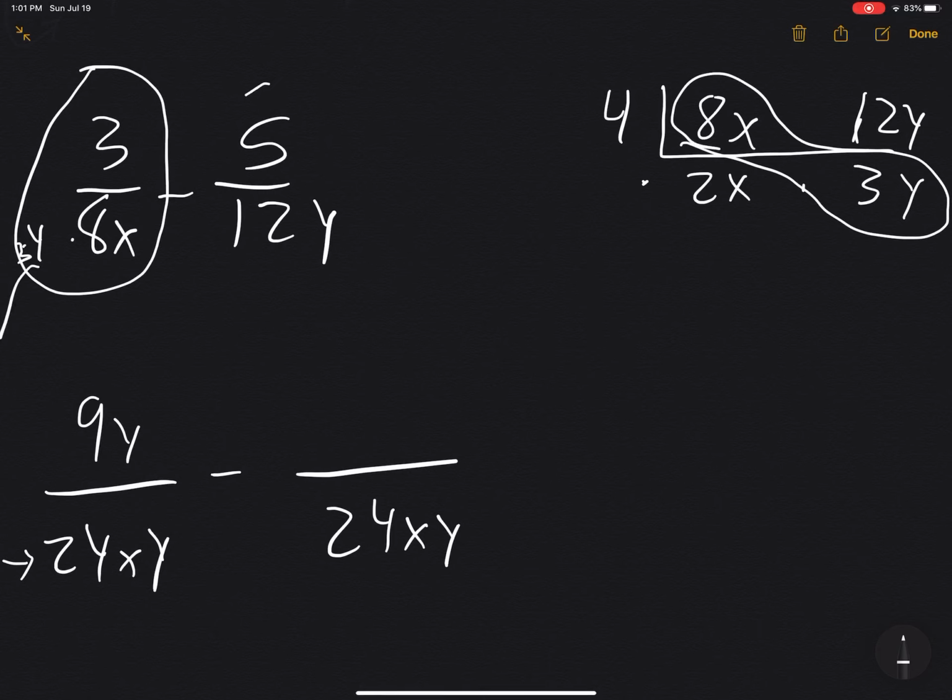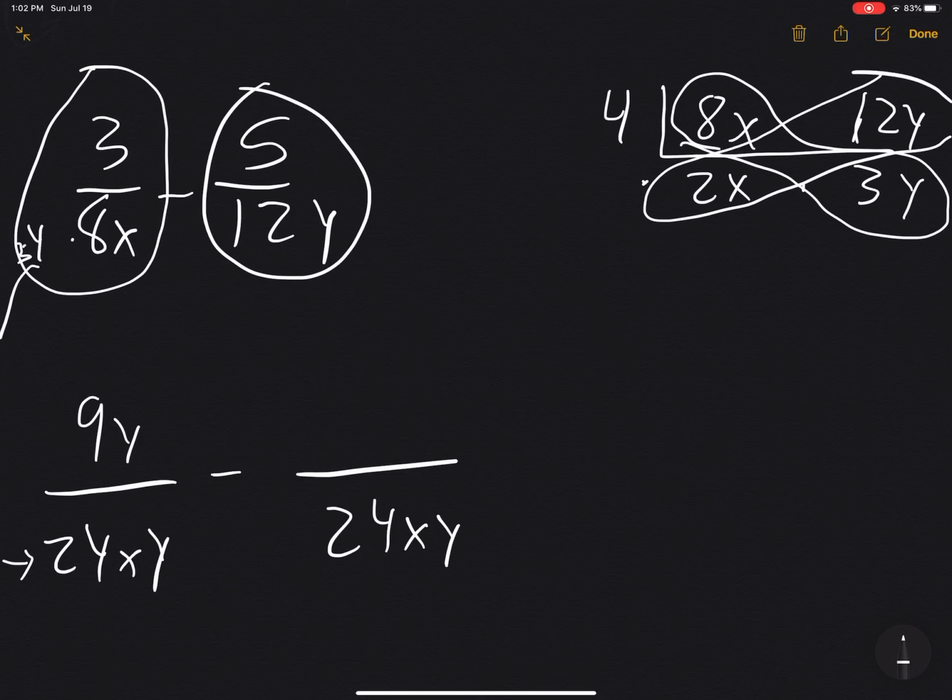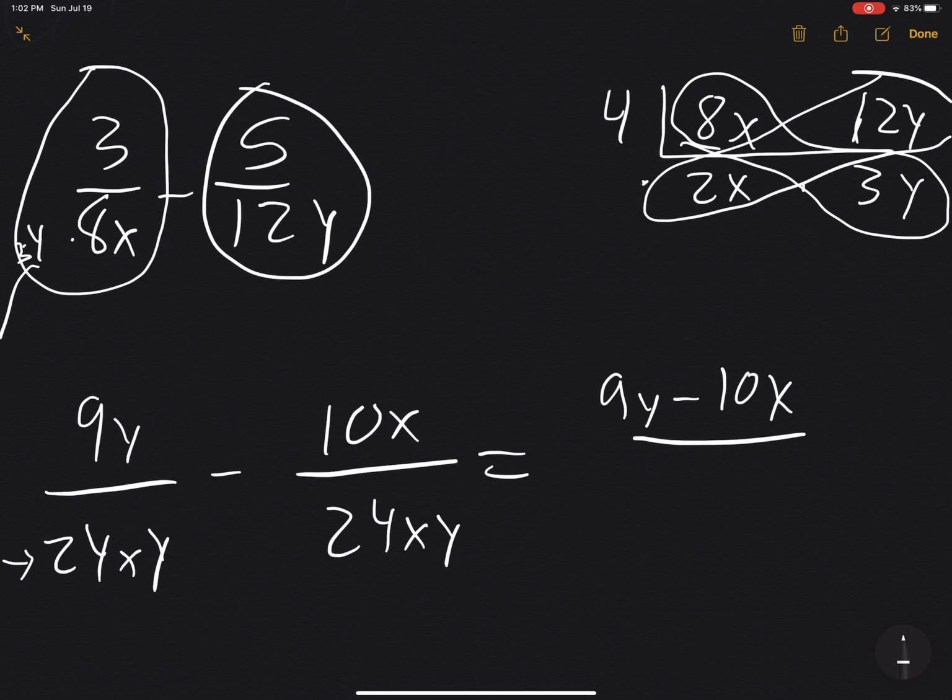And then I look over here, and I say, what do I have to multiply 12y by to get my common denominator? Well, it's 2x. So I multiply 5 by 2x, and I get 10x. And I end up with 9y minus 10x over 24xy.